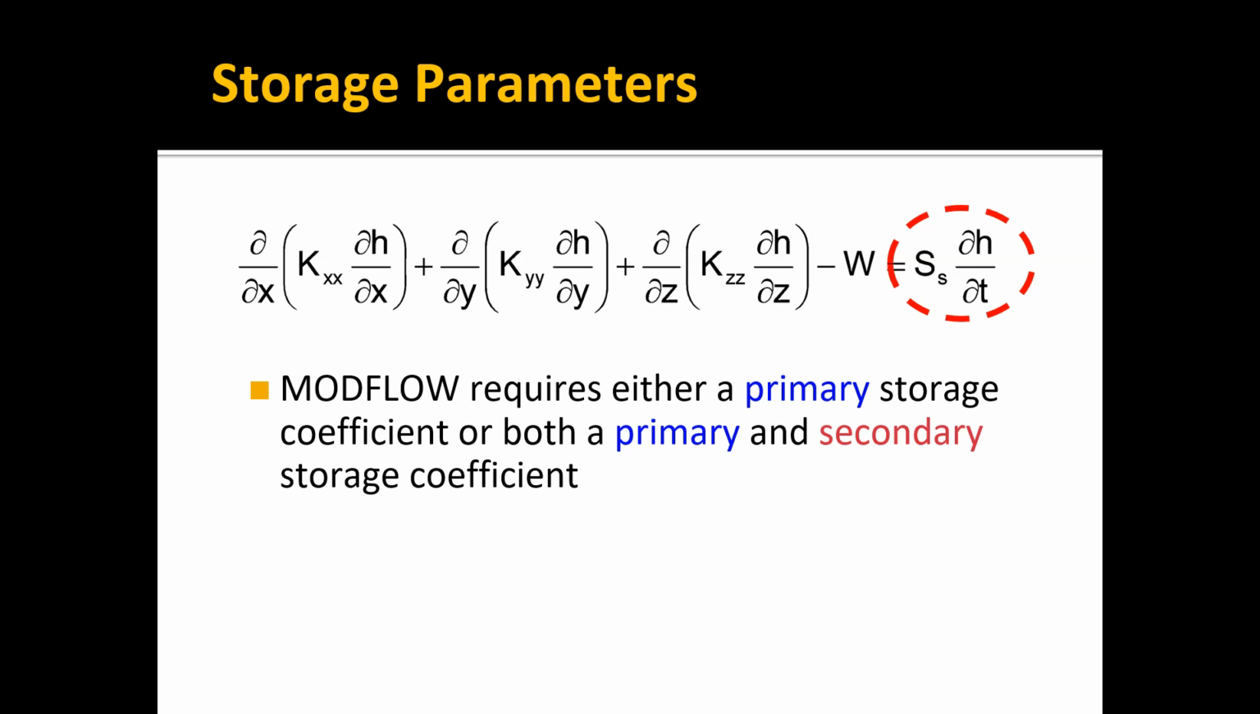So how does that relate to the inputs? When it comes to ModFlow, it requires either a primary storage coefficient or a primary and secondary storage coefficient. Now those are not terms we've used yet. This is terminology that's unique to ModFlow, and I'll explain in the next slide how that works. And so what combination you use depends on the layer type and which flow package you're using.